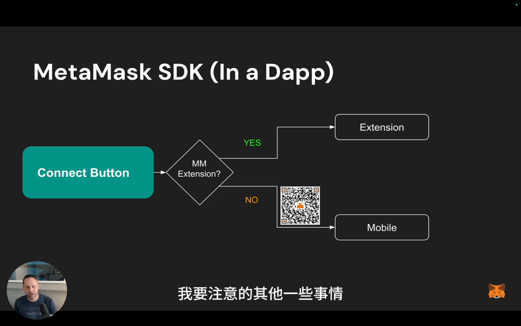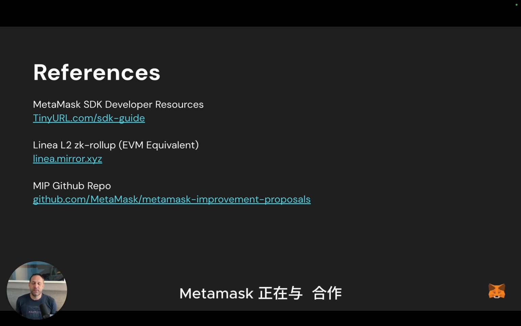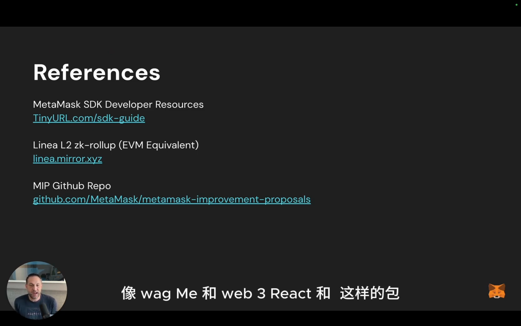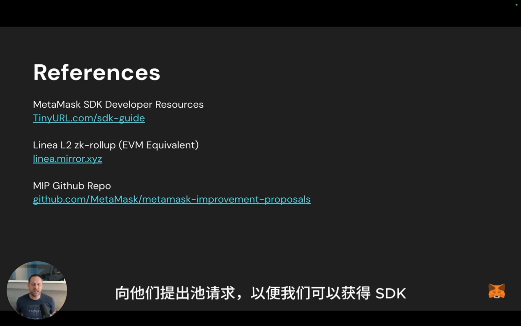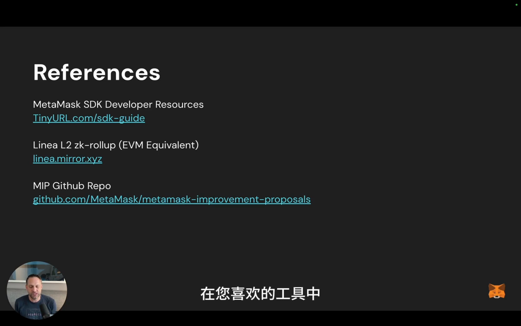A few other things I would also note is that MetaMask is working with packages like Wagmi and Web3 React and Blocknative's Web3 Onboard. We're trying to put in a pull request with them so that we can have the SDK right there in the tools that you like to use in order to connect to multiple wallets. Here are some references. We have a MetaMask SDK developer resource guide. We have the Linea L2 ZK rollup information here, and also another repo down here, which is the MIP GitHub repo. This is the MetaMask Improvement Proposals.